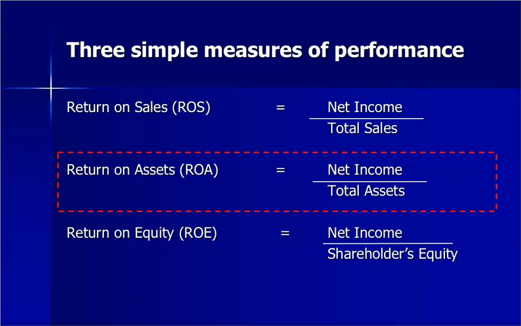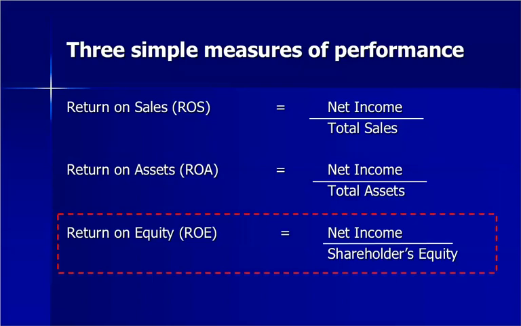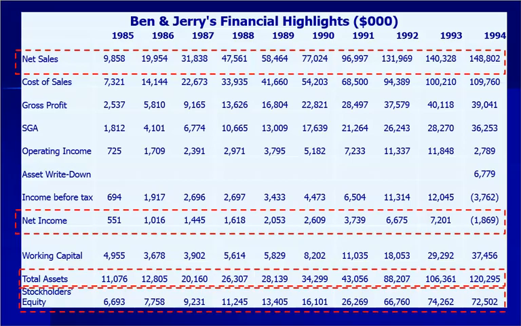Return on assets takes net income and divides it by the total assets in the firm, usually at the end of a year. And return on equity takes net income and divides it by the total shareholders' equity at the end of a year. Going back then to the exhibit that provides financial highlights for Ben & Jerry's, these four lines are used to construct these three measures.